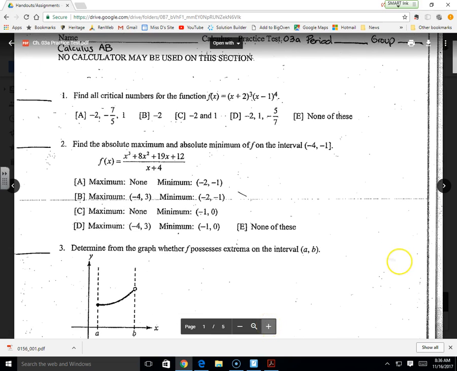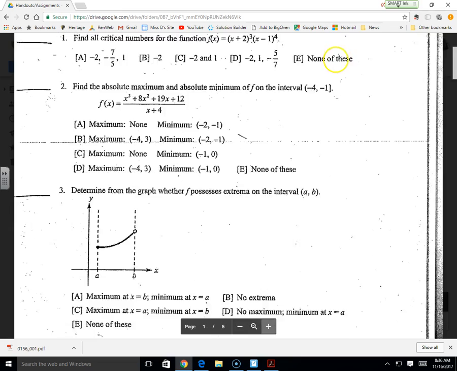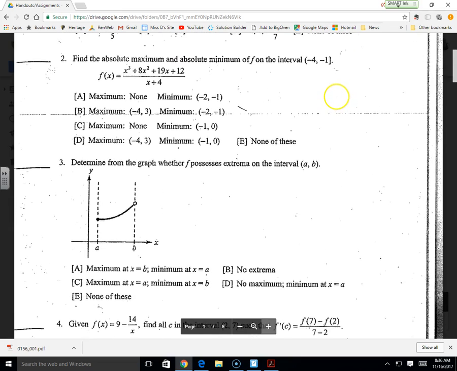Critical numbers. Don't tell me how to solve necessarily. Critical numbers, that's f prime pitchfork, right? Be careful simplifying. There's going to be shared stuff. We're going to come back to that one. That's a good one. Okay, number 2, absolute extrema.